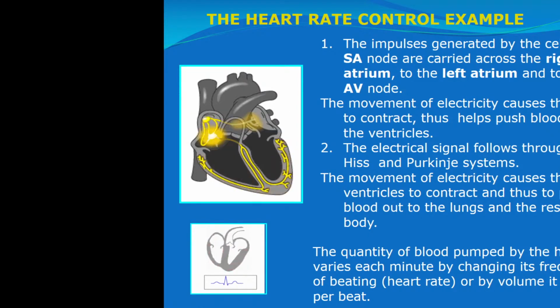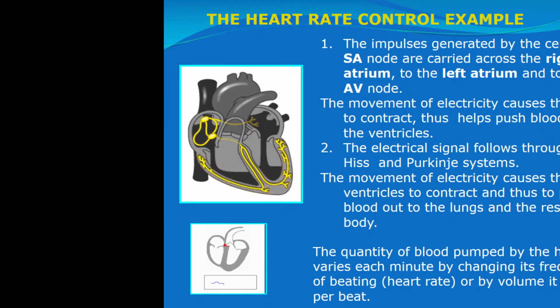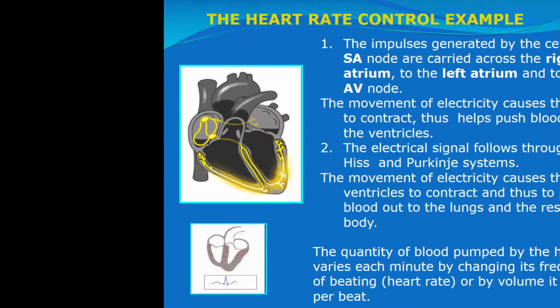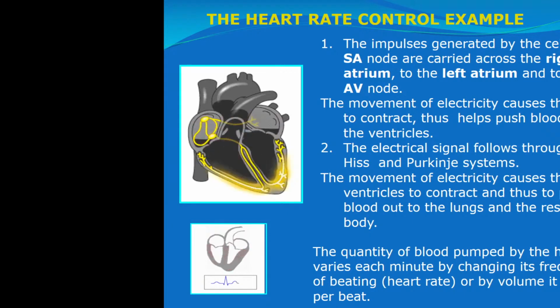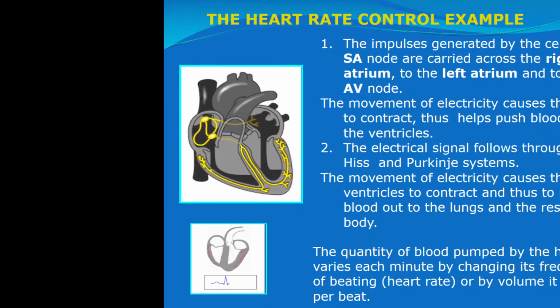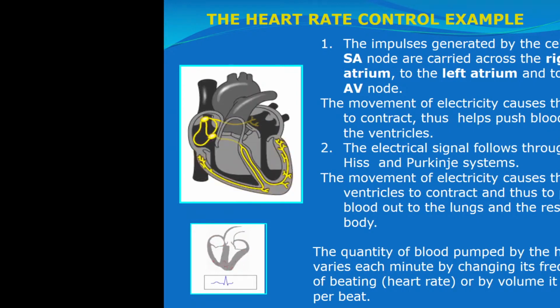The impulses generated by the cells of the SA node are carried across the right atrium to the left atrium and to the AV node. The movement of electricity causes the atria to contract, thus helping push blood down into the ventricles. The electrical signal flows through the His and Purkinje systems.